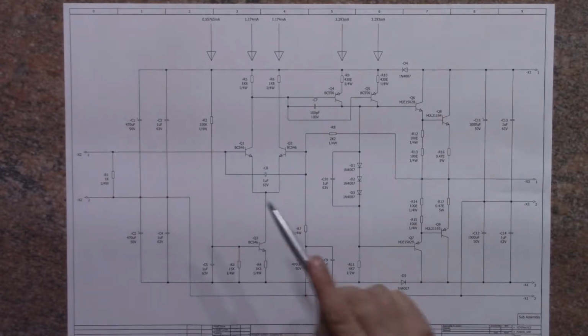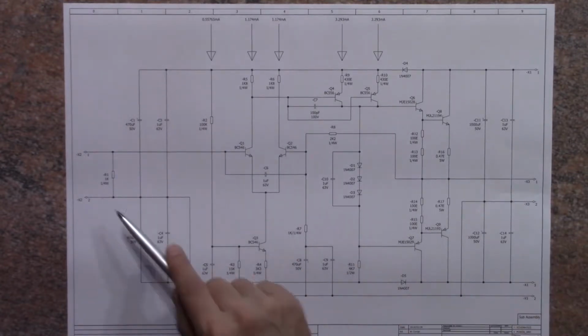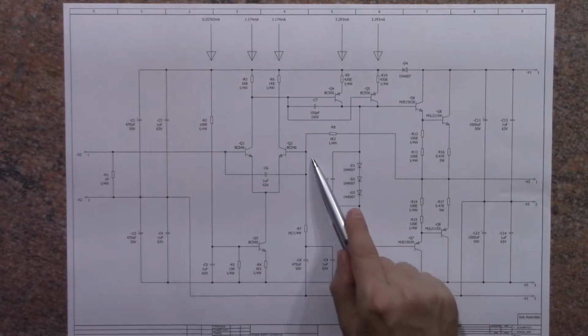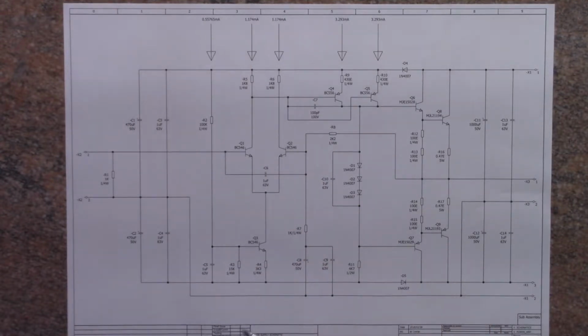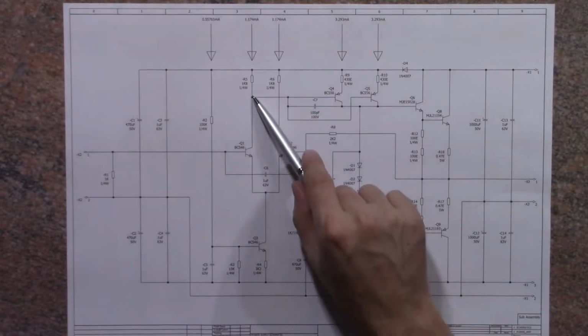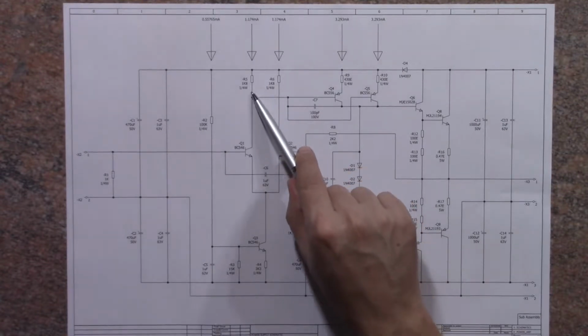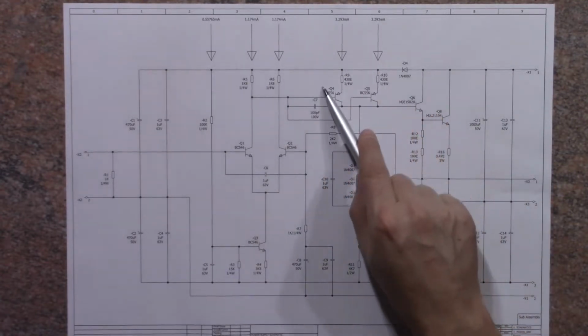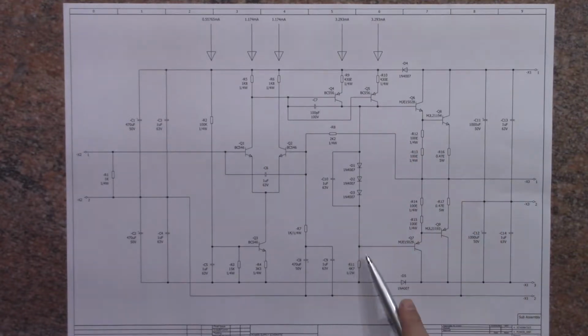So if you have an output doing something that your input's not doing, this transistor will get more current or less current, and that in turn will change the voltage over this resistor, and that in turn will change the current through these transistors, and in turn change the voltage across this resistor.